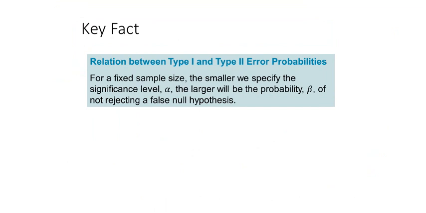Now, if we say the probability of making a type 2 error is beta, right? That's alpha. This is the Greek letter beta. For a fixed sample size, the smaller we specify the significance level alpha, the larger the probability of beta, and of not rejecting a false null hypothesis. So there is a relationship between them.